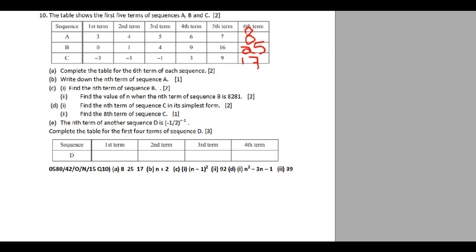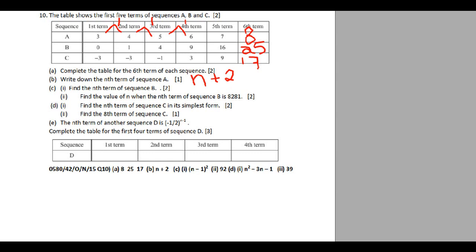Okay, part B, write down the nth term for sequence A. So this was simply a first level common difference. So the nth term will be 1n, and my first term right now is 1, but the original first term is 3, so we add 2 to it. So n plus 2 is the nth term for part B.